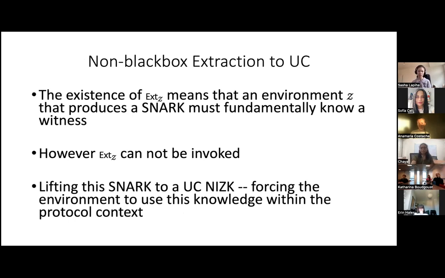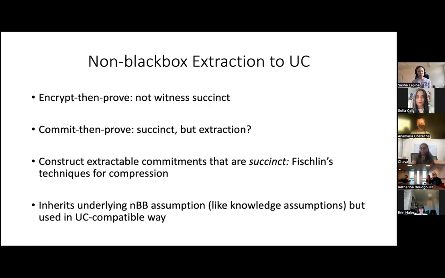The high level idea is that there exists an extractor which tells us that any environment that produces a SNARK must know the witness. However, if this extractor is non-black box and therefore cannot be invoked, then in order to lift the SNARK to a UC SNARK, we construct a compiler where we force the environment to use this knowledge in the context of the protocol and invoke a different extractor instead. This non-black box extractor, which may rely on certain non-black box assumptions like a knowledge assumption, we are still going to inherit that assumption. However, it is going to be in a UC compatible way, because the knowledge assumption is only used in order to argue indistinguishability of the hybrids, and the extractor we invoke is going to be black box.